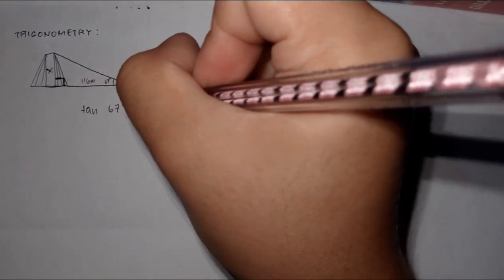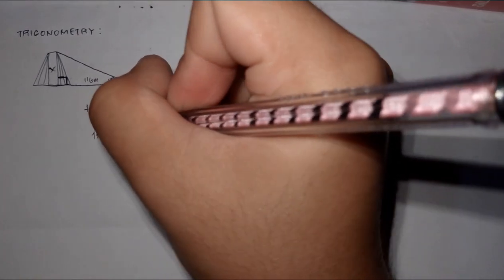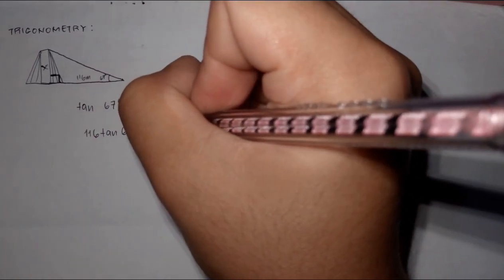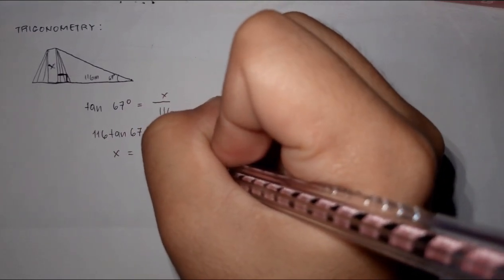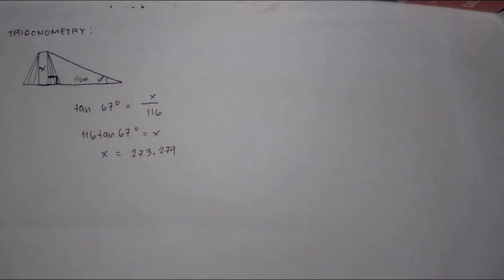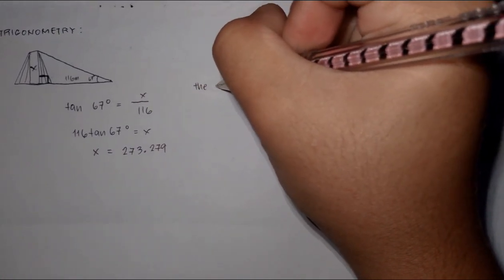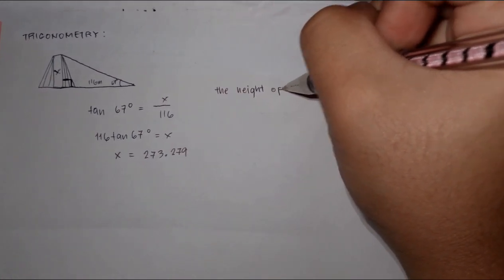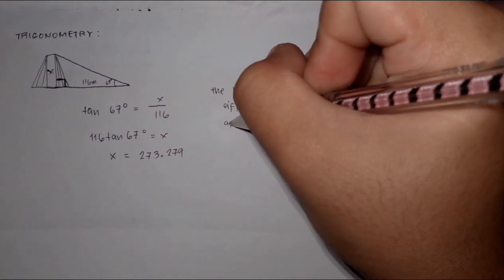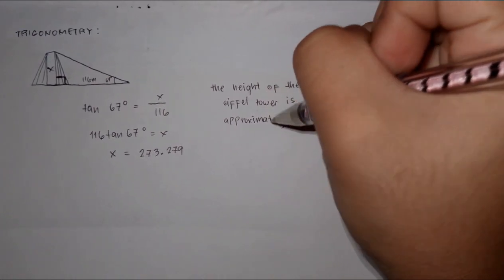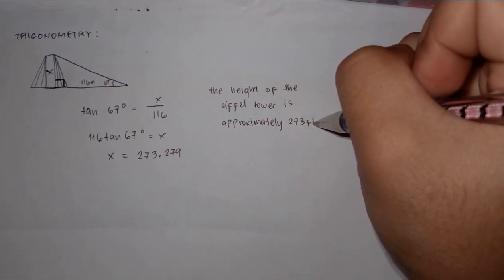So, based on SOHCAHTOA, we should use the tangent or tan, since it stands for opposite over adjacent. With that, we can just input the values and calculate the approximate height of the tower by isolating the variable x. Just multiply both sides of the equation by 116 to cancel it out from the right side. Then, there you have it. x is equal to tan 67 degrees multiplied by 116. You can now get your answer. The height of the Eiffel Tower is approximately 273 feet.